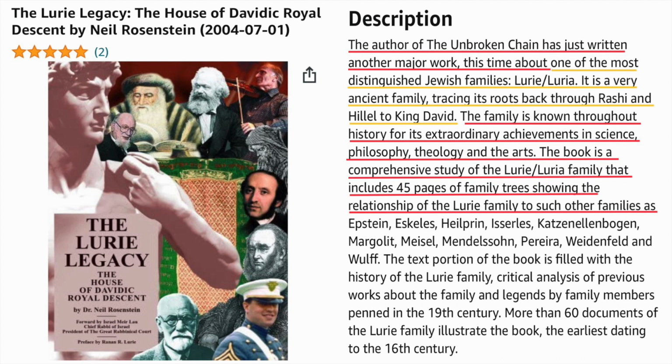the author of The Unbroken Chain has just written another major work, this time about one of the most distinguished Jewish families, Laura. It is a very ancient family, tracing its roots back through Rashi and Hillel to King David. The family is known throughout history for its extraordinary achievements in science, philosophy, theology, and the arts. The book is a comprehensive study of the Laura family that includes 45 pages of family trees showing the relationship of the Laura family to such other families.